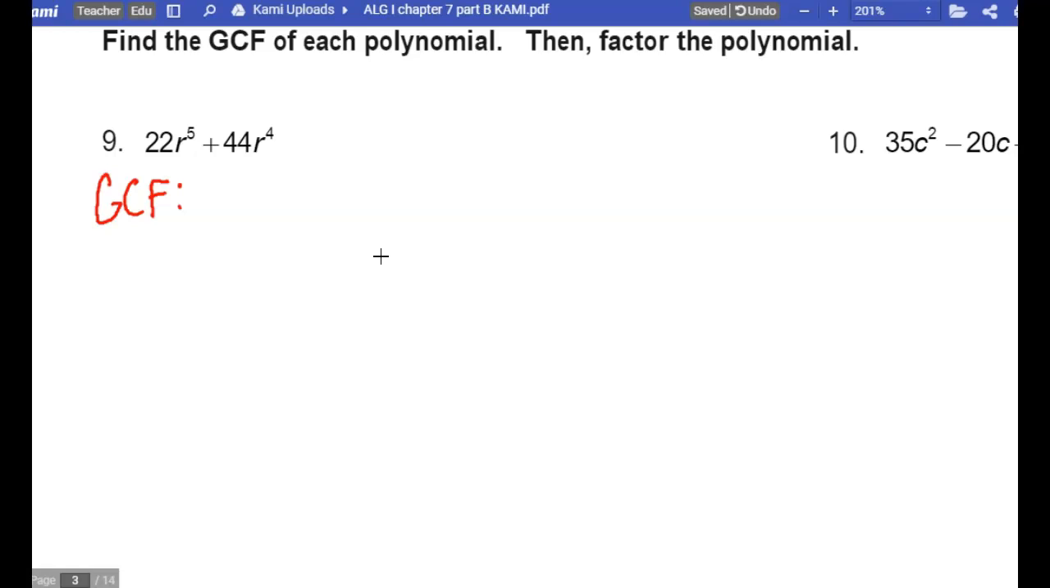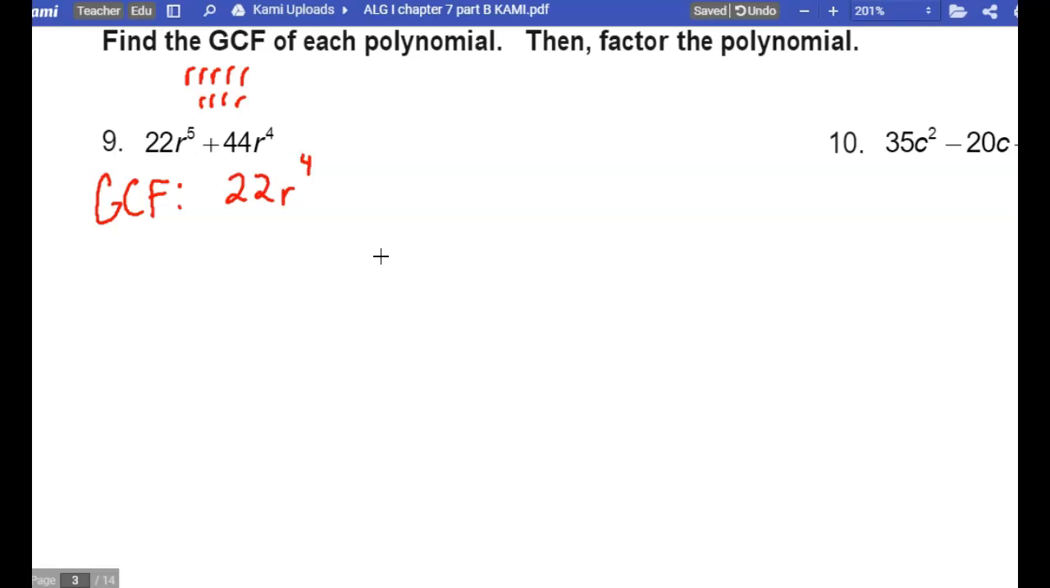So in this case, what do they have in common? Well, 22 goes into 44, so they both share a 22. And then remember my r's, r to the fifth would be like this, r times r times r 5 times, and r to the fourth would be that. So how many r's do they have in common? They have 4 r's in common. That's my greatest common factor.